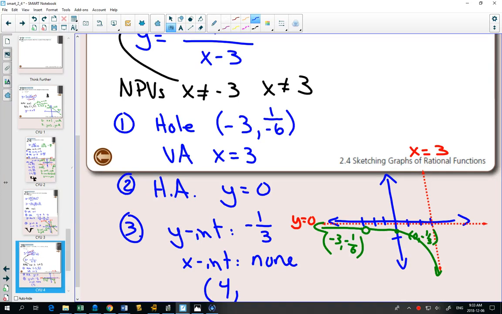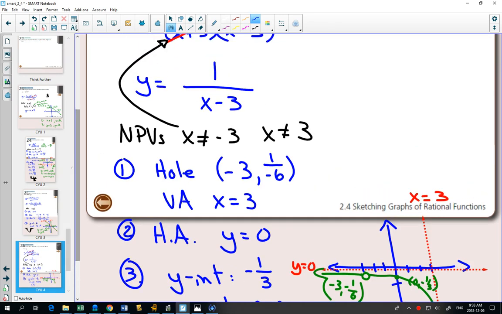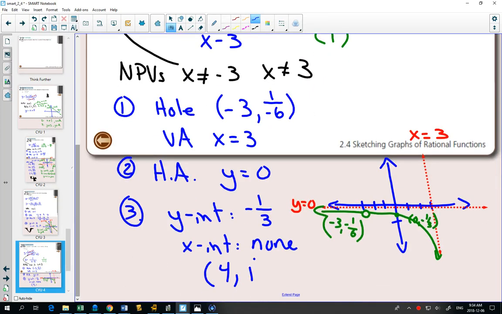Let's plug in x equals 4. Go back up to our new simplified equation. If I plug in x equals 4, I will get 1 on top. 4 minus 3 is 1 on the bottom. 1 over 1 is 1. 4 comma 1. And once you have that point, you have enough to draw it towards the asymptotes.